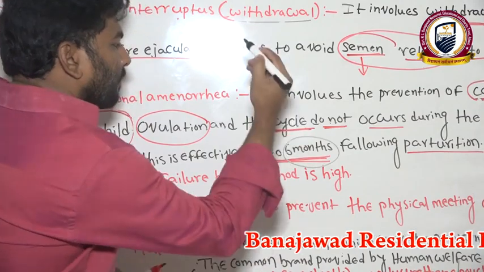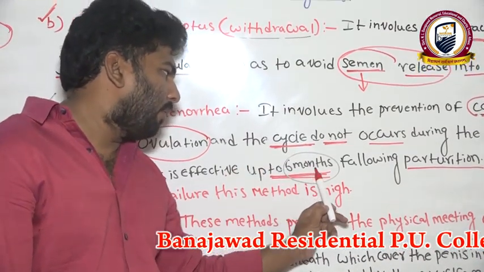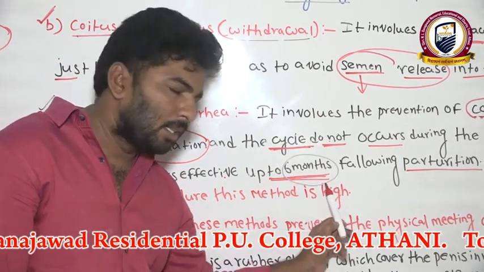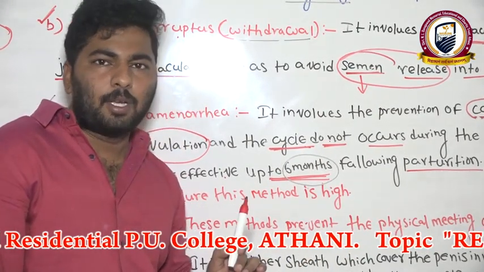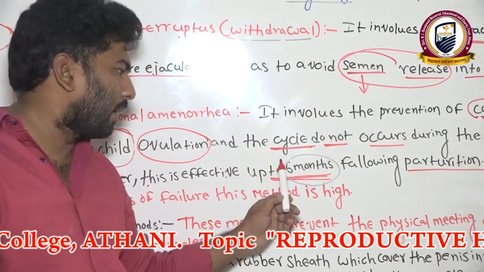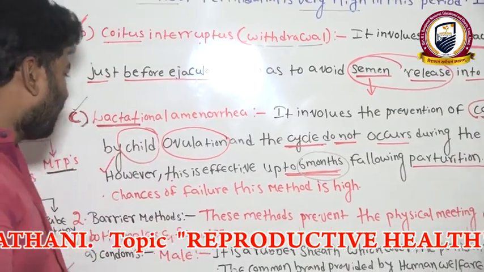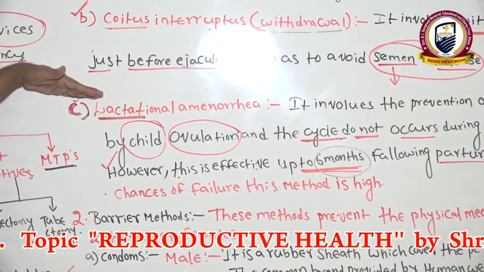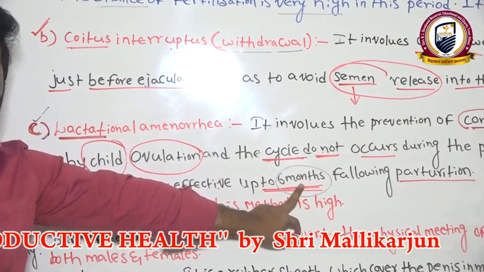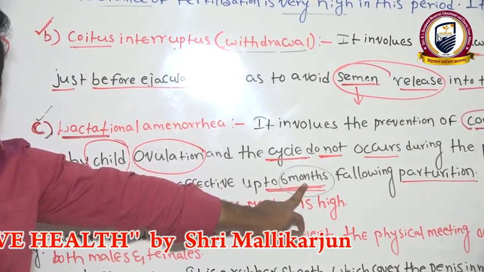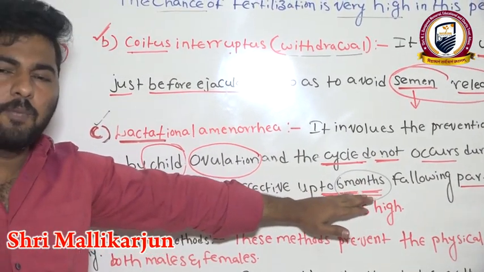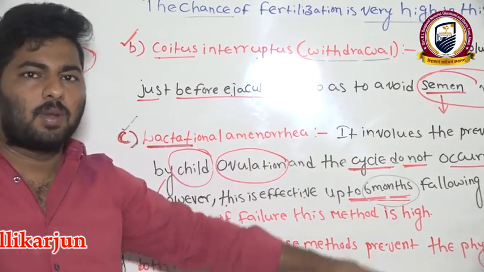However, this period is effective only up to 6 months. The reason is that when the mother is producing sufficient milk, only then will it work effectively. That is, up to 6 months it is possible. That's what they have given for the period of 6 months. Clear? One more time I will repeat it. Lactational amenorrhea is effective only for 6 months. The reason is that up to 6 months the mother will secrete a sufficient amount of milk, so in this period only it is a safe period for sexual contact.